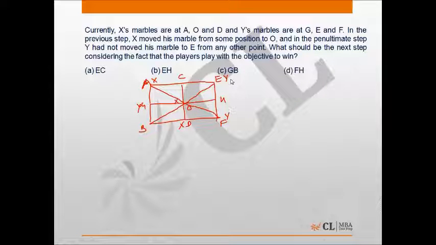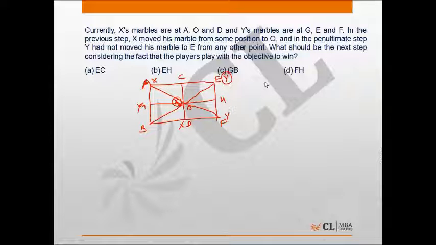In the previous step, X moved his marble from some position to O. It means in the previous step this marble came to position O from some other place, and in the penultimate step Y had not moved his marble to E from any other point. It means this marble had not been moved by Y prior to the step of X. Now what should be the next step considering the fact that players play with the objective to win?